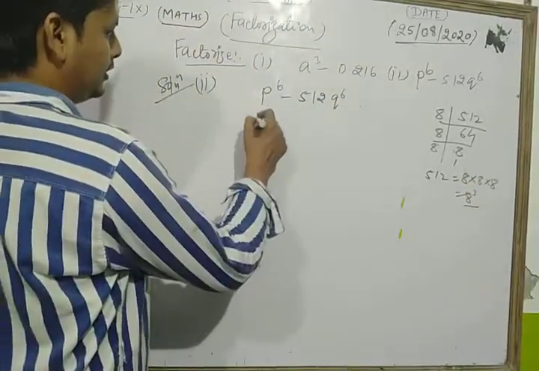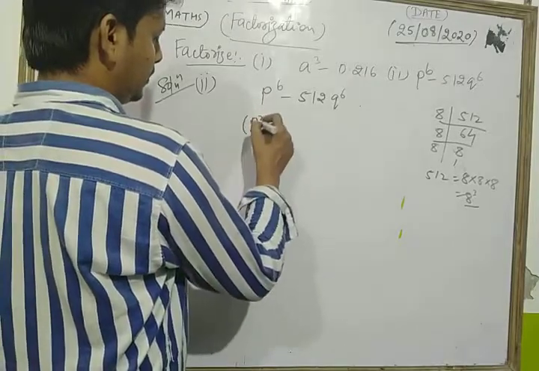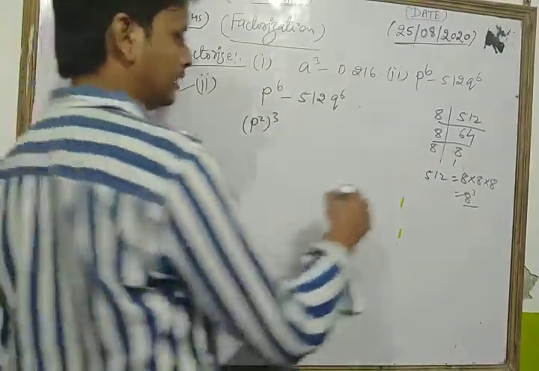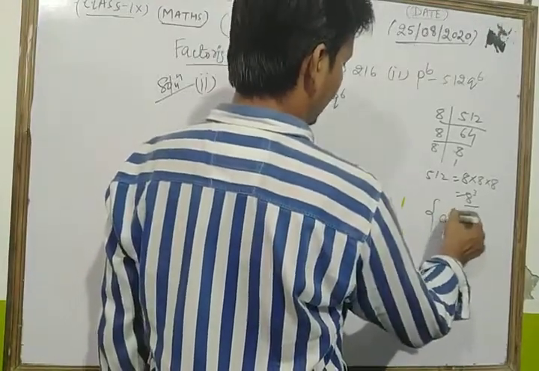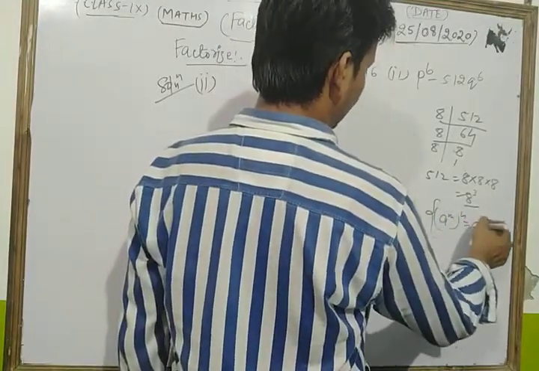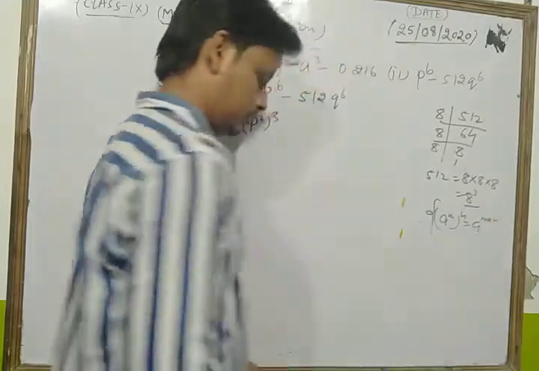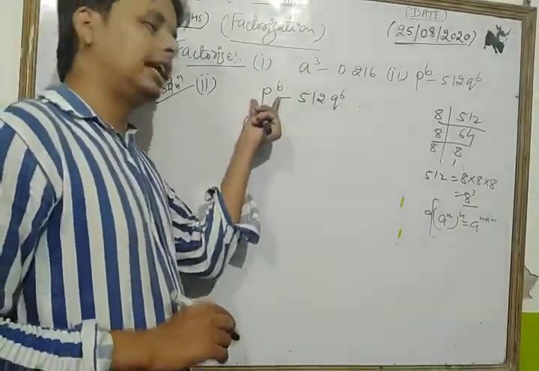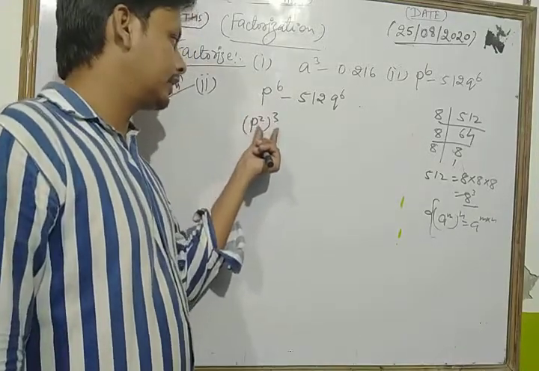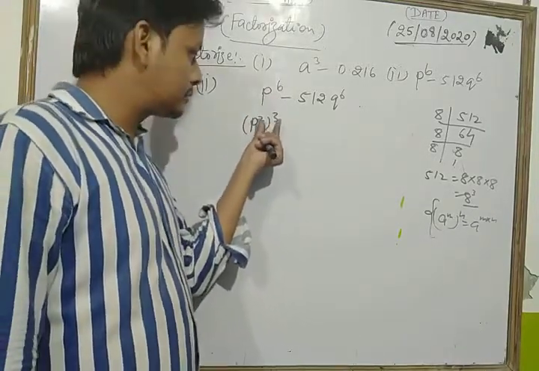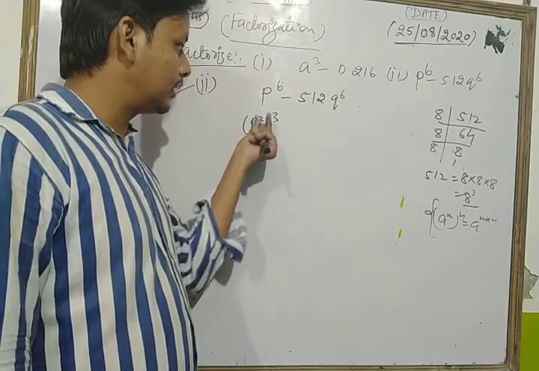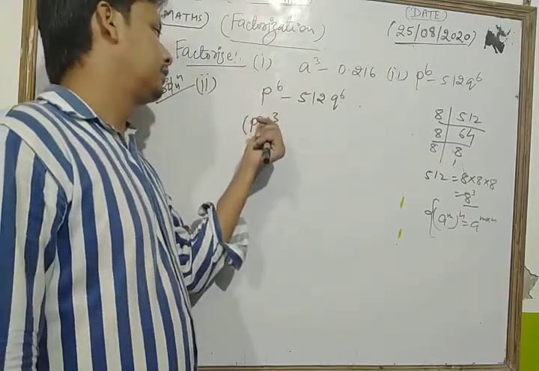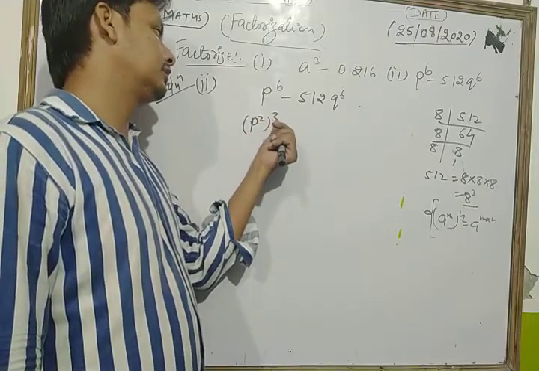Now we write p to the power 6 as p square whole cube. You know the law of exponents: a to the power m, whole to the power n, is a to the power m into n. You know that very well. So here we write p to the power 6 as p square to the whole cube. If we expand it, we get our original p to the power 6, because we multiply both the powers, 2 times 3 is 6.